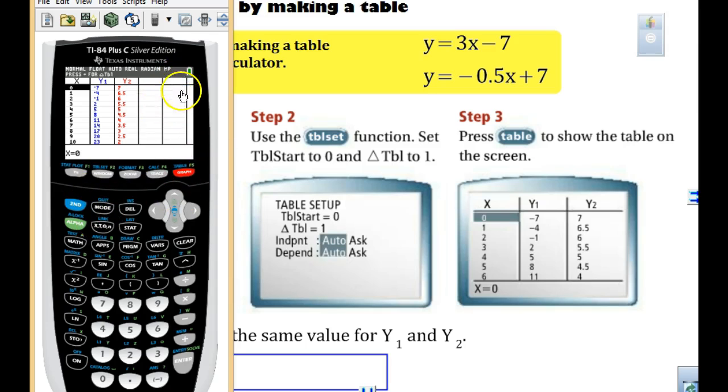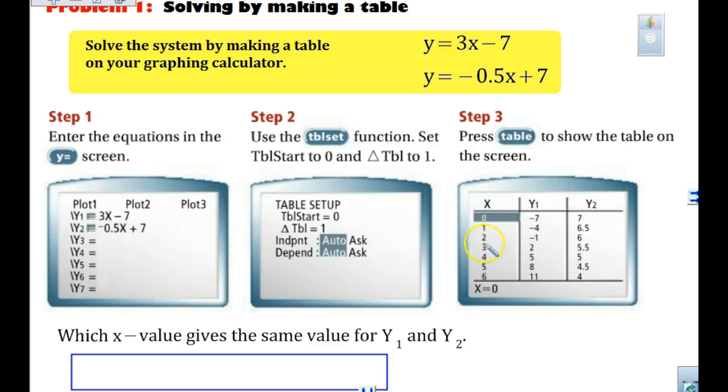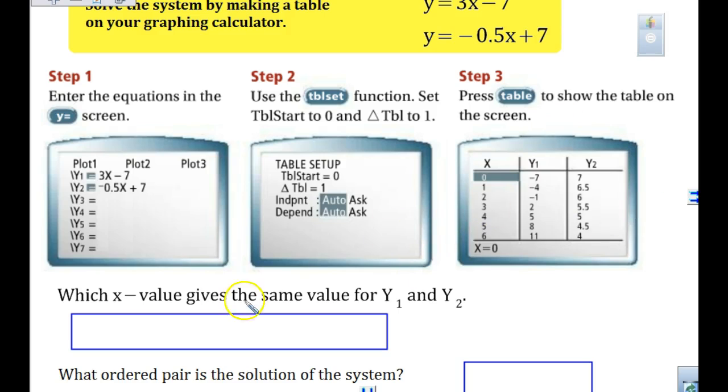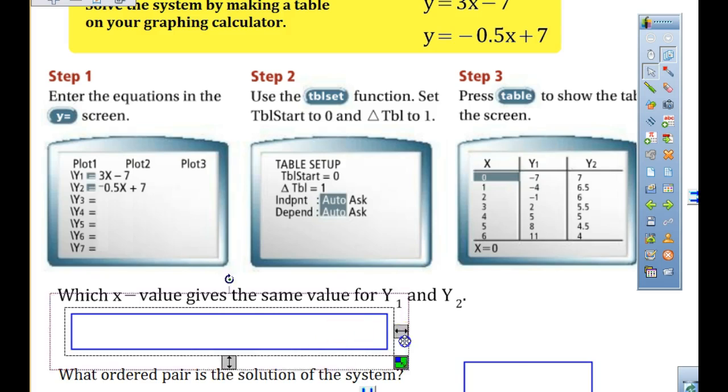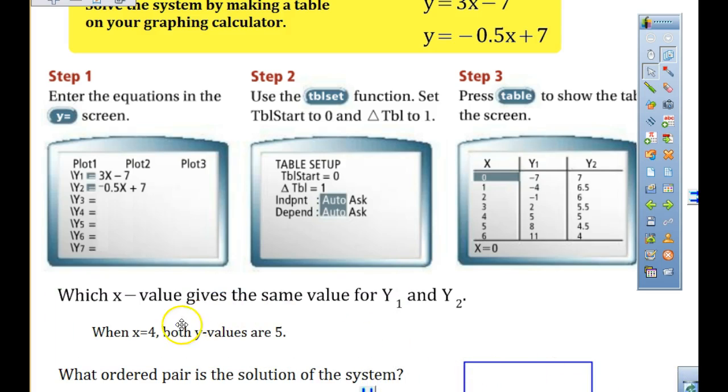Okay? So where is the point of intersection? I see at 0 with -7 and 7. I want to see when y is the same. So as I keep moving down this, when do I notice it's the same? I see the 2 5s, and it's when x is at what point? 4. So if I'm looking for a solution to this one, where these two are the same, my solution is going to be (4, 5).